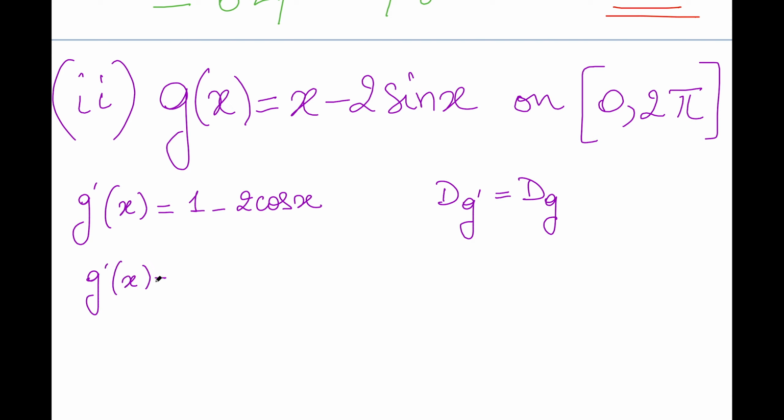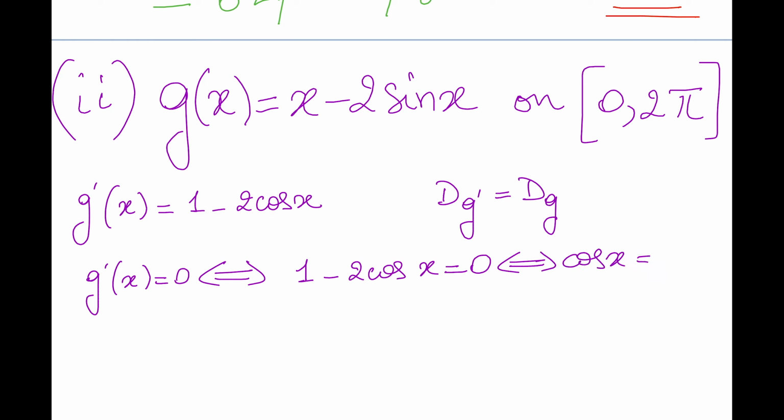So let's see where this vanishes. g prime of x is 0 if and only if 1 minus 2 cosine of x is 0, which is the same as saying cosine of x is 1/2. And since we are looking for those x between 0 and 2 pi, well, cosine of x equals 1/2. So cosine is the first coordinate of the terminal point. So I'm looking for, so this is the unit circle, let's say.